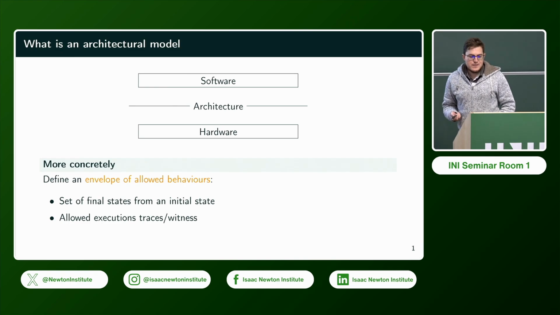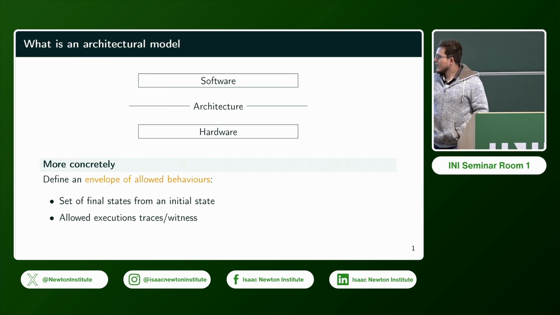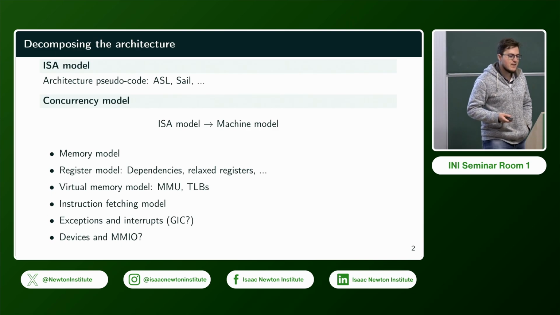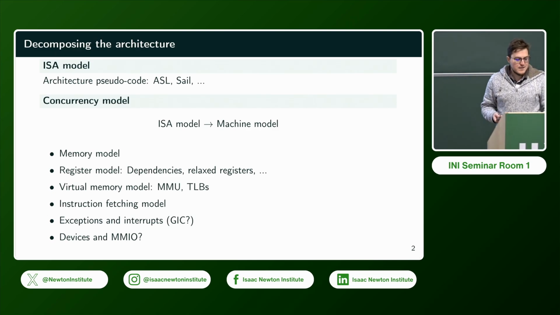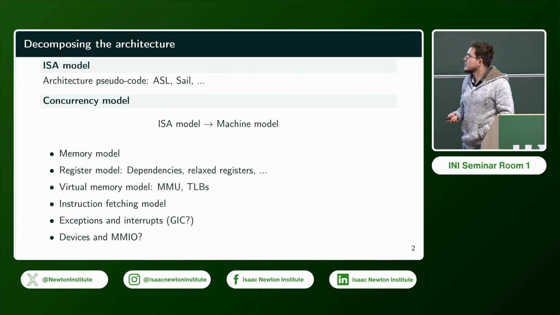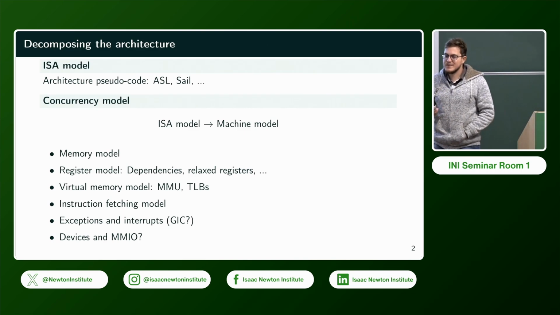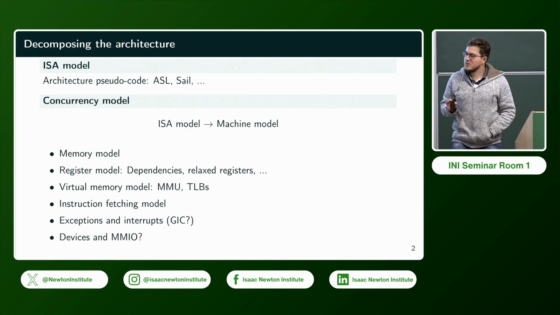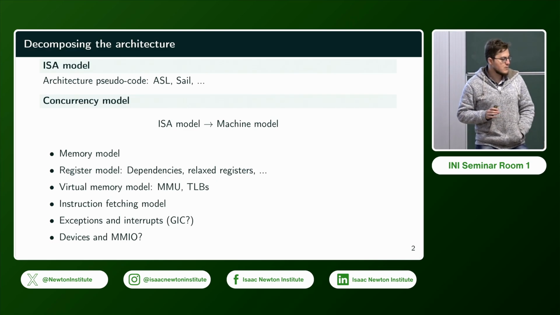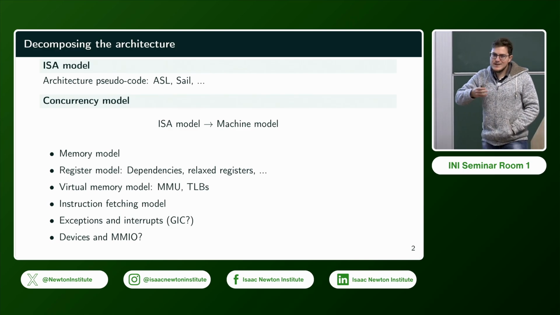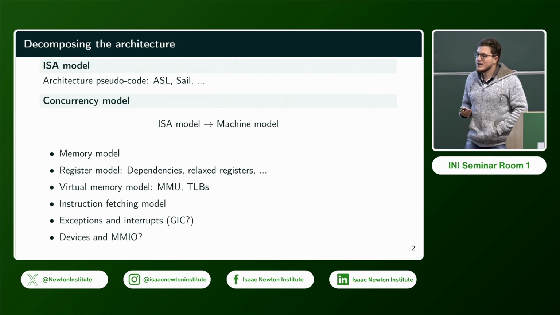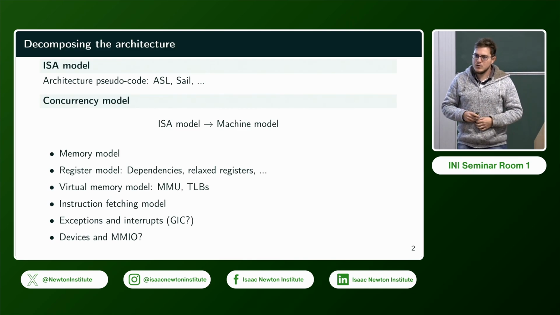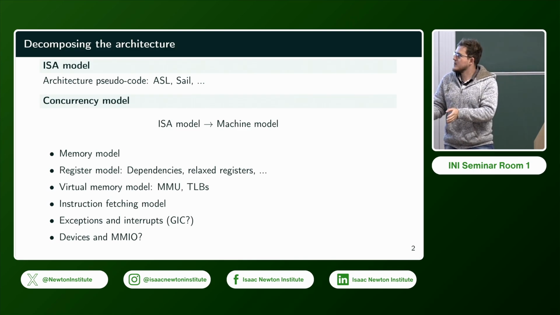So in order to define the architecture, one trick that we have tried to use is to split it into two parts. First, the instruction set architecture model. The instruction model is the usual architecture pseudocode, so Sail, ASL, or whatever. In some sense, the goal is to cram as much as possible of the architecture complexity into that. But it's still not enough to get the whole architecture. And so what I globally call the concurrency model is what remains, what you need to go from the pseudocode to an actual machine model.